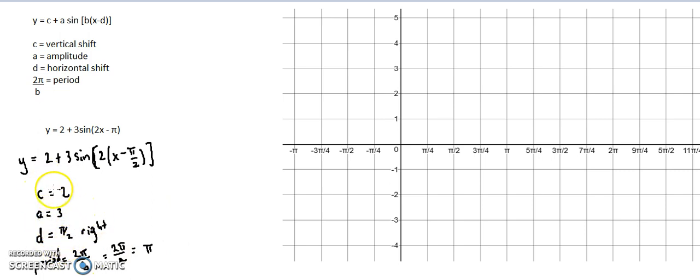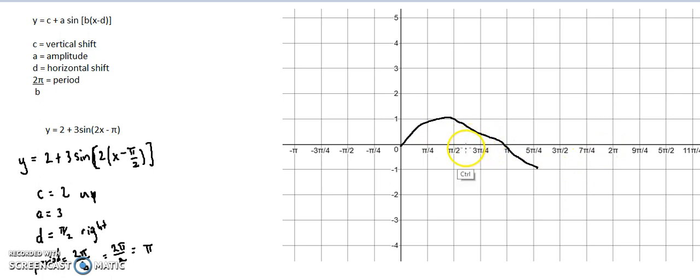Now, you can kind of go in any order that you want. To me, it's easier to go in this order. Do the vertical shift, then the amplitude, and so on. So the vertical shift tells us that we're going to go 2. Positive 2 means 2 up. And our basic function is a sine function. So we're thinking of a picture that looks like that. Okay, that's what we're thinking in our head. That's our basic sine graph.